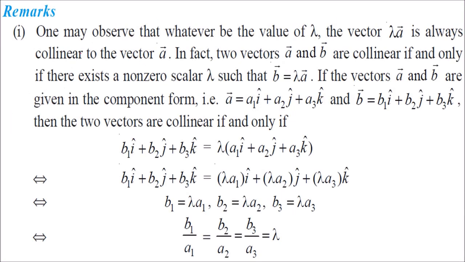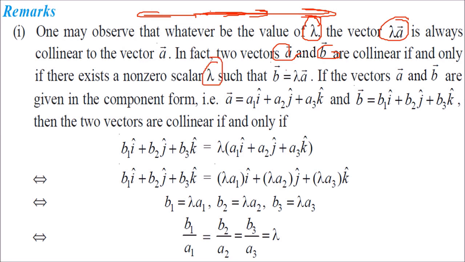Now we may observe one more thing: whatever the value of this scalar, the result is always collinear to the vector. Means if this is lambda and this is A, this will be lambda A. So these two vectors A and B are collinear if and only if there exists some non-zero scalar lambda such that B equals lambda A.